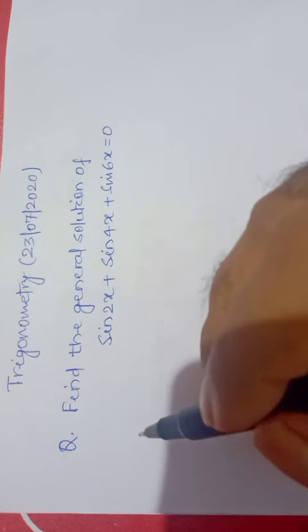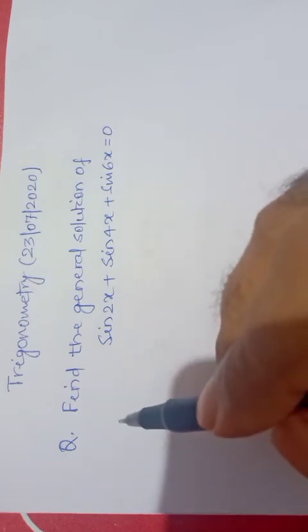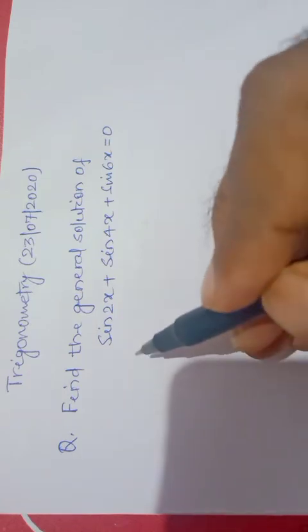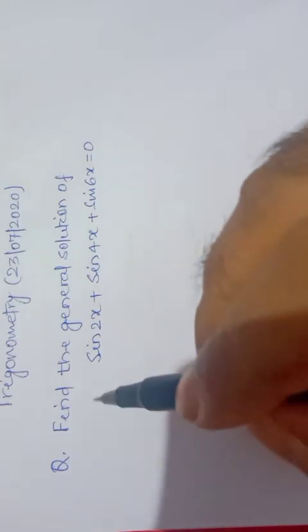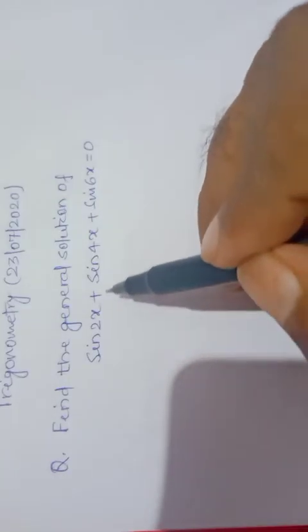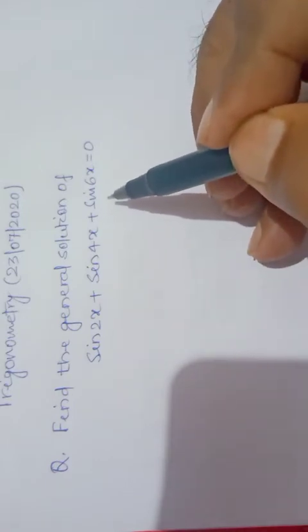I am here with some more problems from trigonometrical equations. We have been studying this topic for the last 2 days. So see the first question. Find the general solution of sin 2x plus sin 4x plus sin 6x equal to 0.